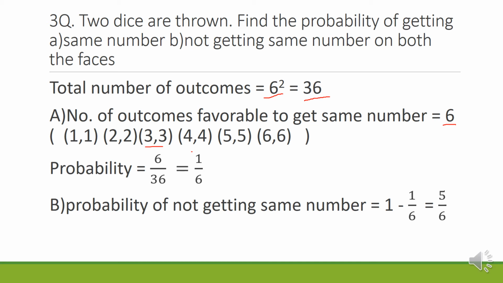And the second question, B, not getting the same number. This event is a complement event to the previous event. So the probability is 1 minus 1 by 6, that is equal to 5 by 6.